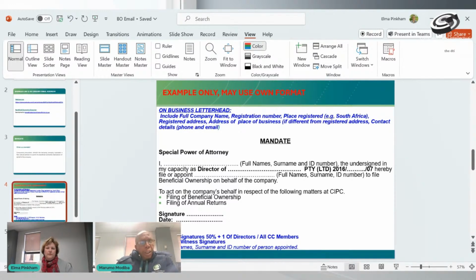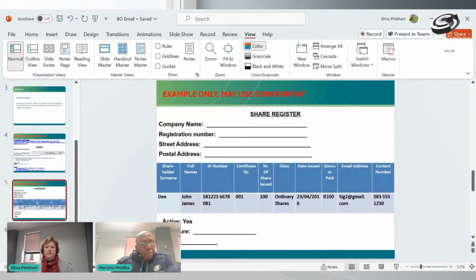Much appreciated. And tell me, Elma, is there an example of a share register, and what must be the contents of a share register? We can give an example of a share register. Once again, it's just an example, so companies are allowed to create their own format.